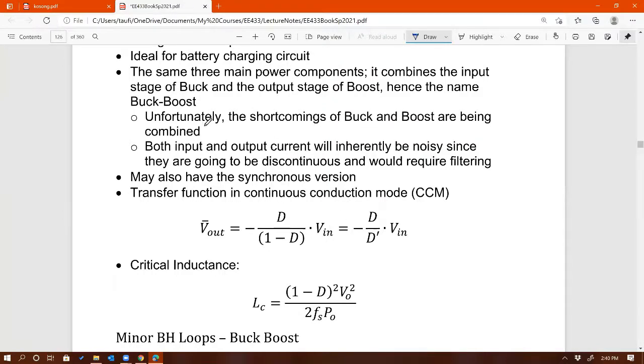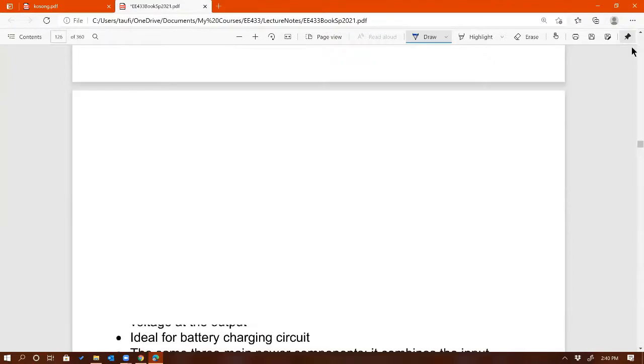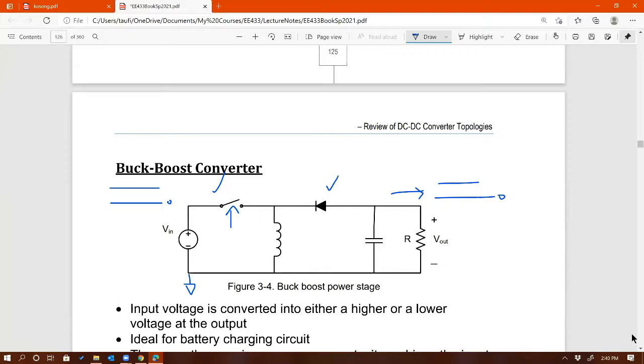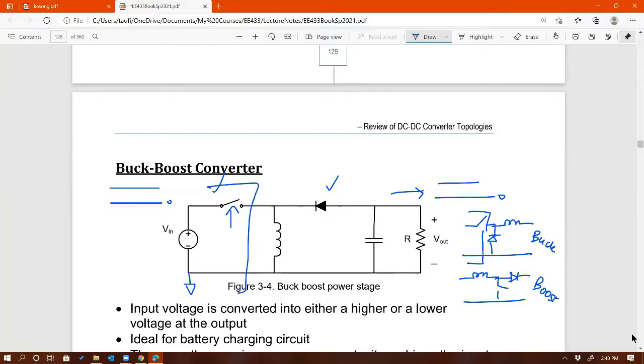And the name buck boost comes from the fact that it is a combination of buck and boost, right? If you remember, buck looks like this, and boost looks like this, right? This is buck, and this is boost. Look at the input of a buck. It's a switch, right? That's what you see here. So the input stage looks like a buck.